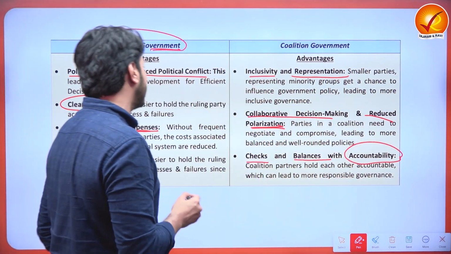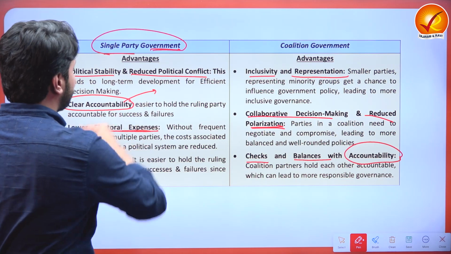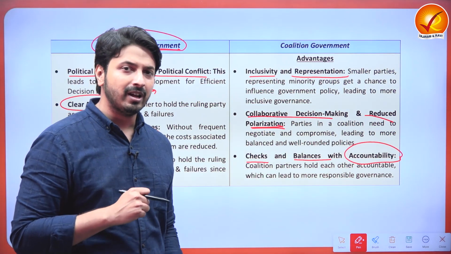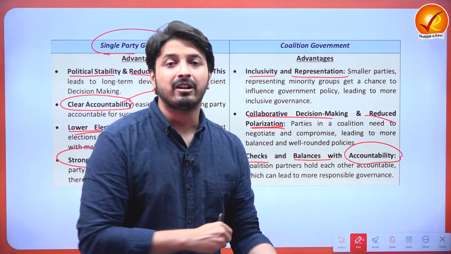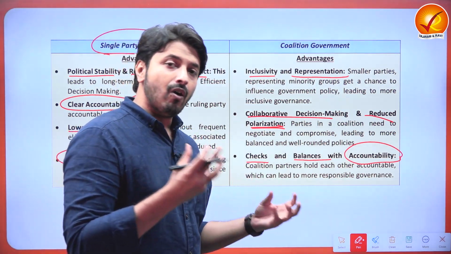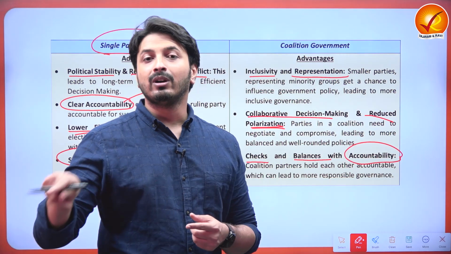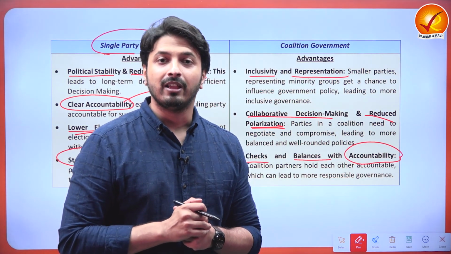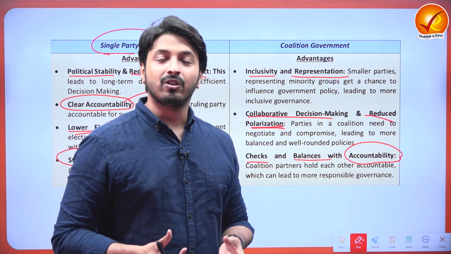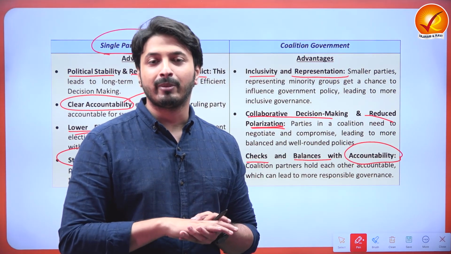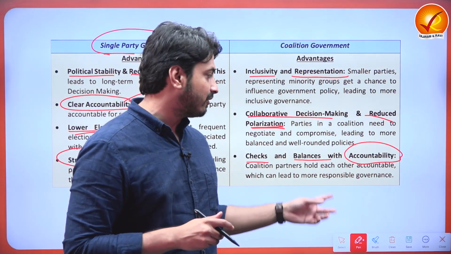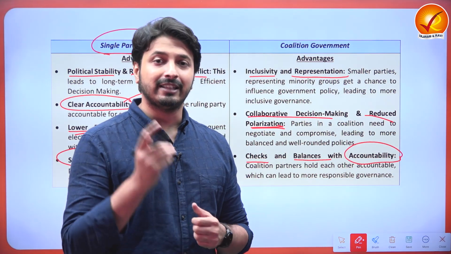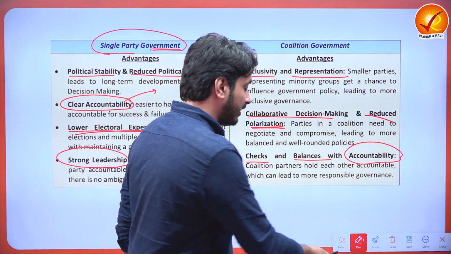As we already noted, ultimately it was quite clear accountability in the case of single party government. However, because of the presence of more coalition partners within a government, one coalition partner will be holding the other coalition partner accountable, and it is not only the opposition or the people of our country who will be holding the government accountable. So the governmental partners will themselves be holding the governmental partners accountable, and that is again very important from a political point of view.